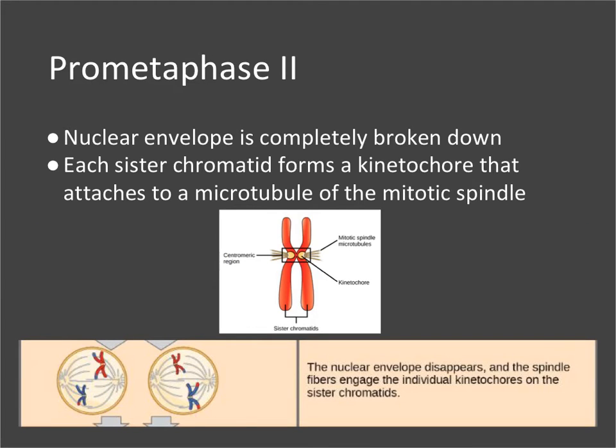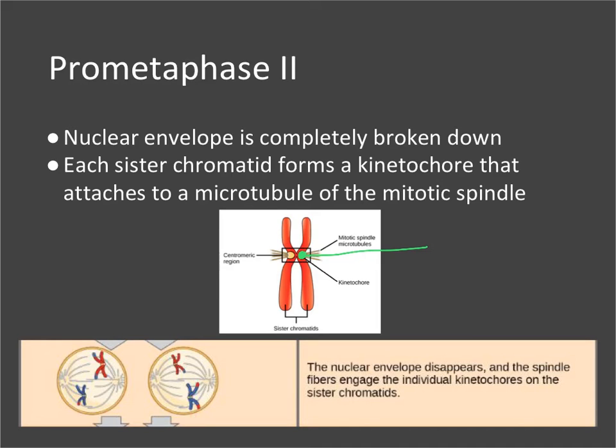Prometaphase 2 is also similar to prometaphase in mitosis and meiosis I, in which the nuclear envelope is completely broken down by this point. And in this case, each sister chromatid forms a kinetochore. And remember, the kinetochore is just this little attachment spot right here for the mitotic spindle fibers to attach to. Now, this is a little bit different from prometaphase 1, because remember that during meiosis I, we were separating the homologous chromosomes. And in prometaphase 2, we're separating the sister chromatids.